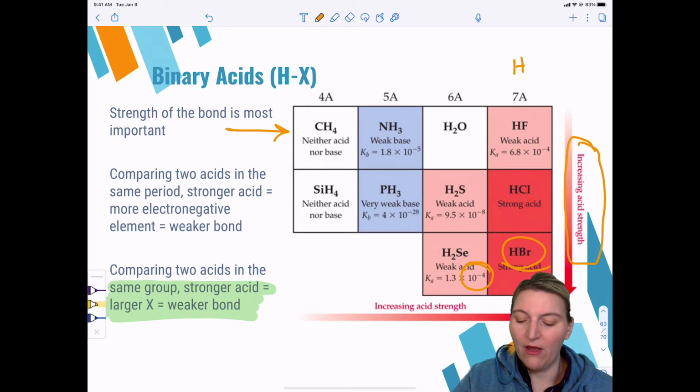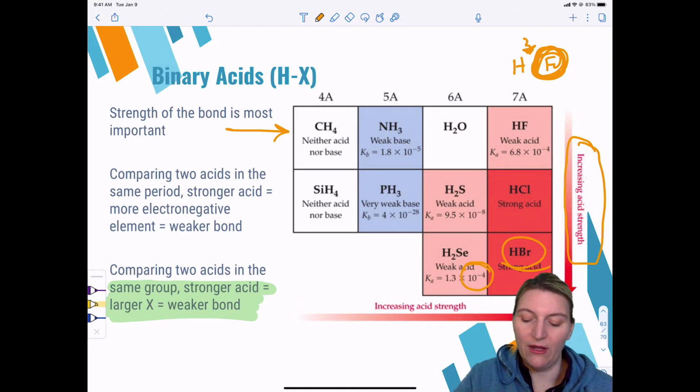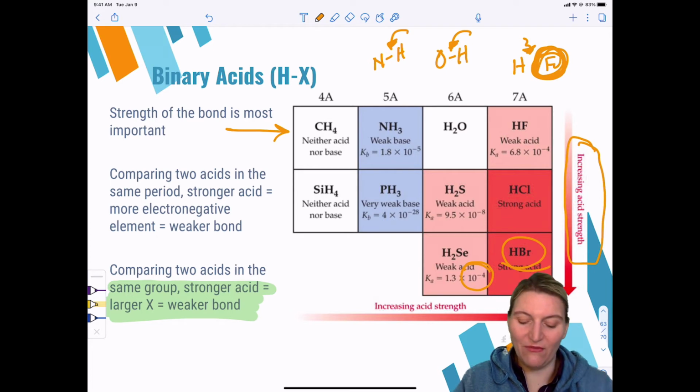So if we think about hydrogen bonded to fluorine, these two electrons spend most of their time around fluorine, meaning this bond is quite weak, easily broken. It is weaker than the hydrogen-oxygen bond because oxygen is slightly less electronegative than fluorine. And nitrogen's even less electronegative, and nitrogen and hydrogen actually isn't even an acid, right?